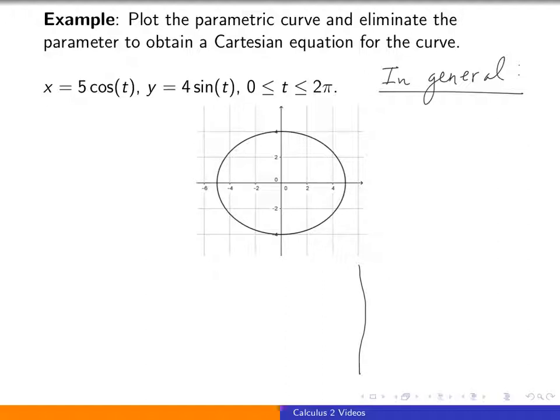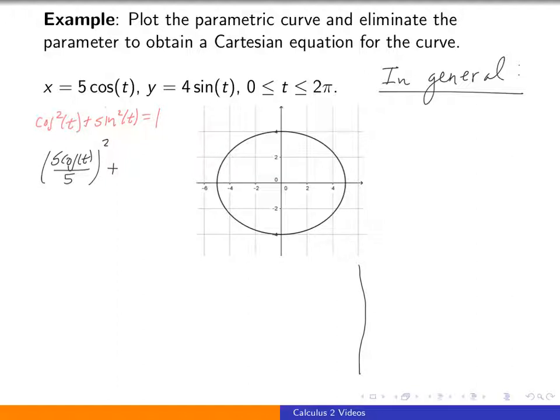So I'm going to make an observation here and kind of a reminder for you. Something we've seen many times in the past is that if you have cosine squared of t plus sine squared of t, that will be equal to 1. It's one of the Pythagorean identities. So what I'm going to do is try to modify the equations we have. If I want to get a cosine out of this x, I need to divide by 5. So I'm going to think of this as being 5 cosine t over 5. That's just a fancy way of writing cosine. And then I'm going to square it, so it's really just cosine squared.